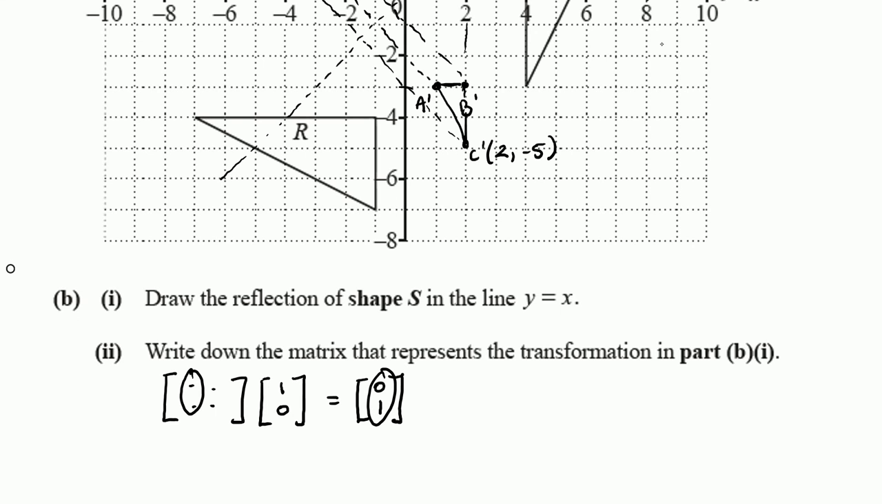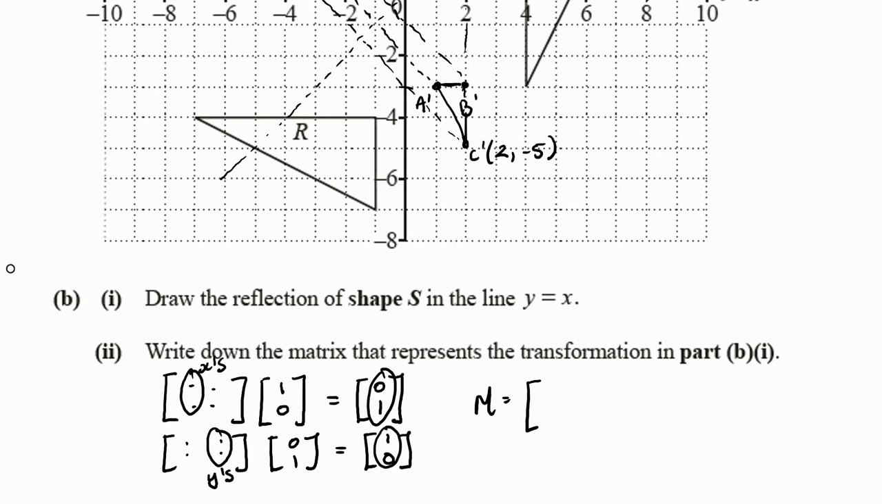Now our matrix also needs to take a y coordinate 0, 1 and it needs to turn it into an x coordinate 1, 0. And that's going to be what happens in the second column. So whatever happens to x's goes in the first column, and whatever happens to y's goes in the second column. So our matrix, we'll call it M, is going to be 0, 1 because it flips x values to y values, and then it's going to be 1, 0 because it flips y values and turns them into x values.